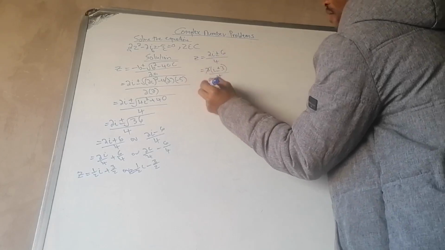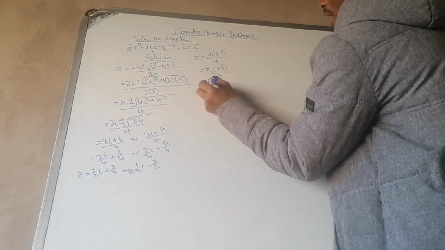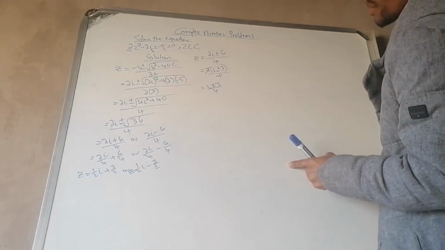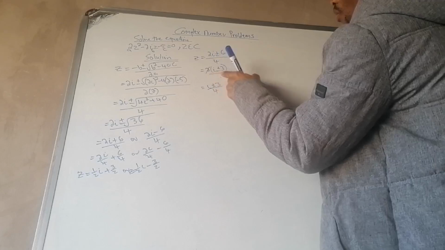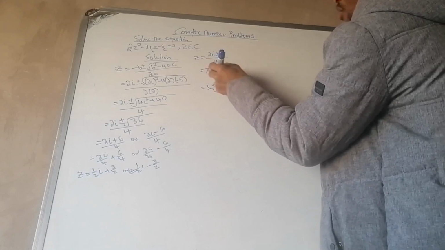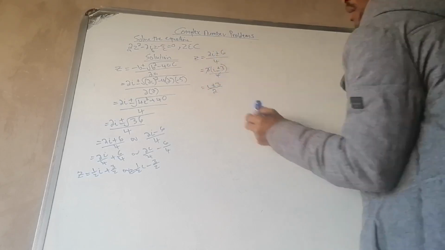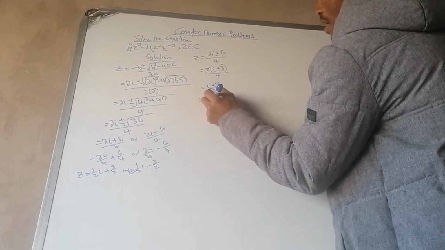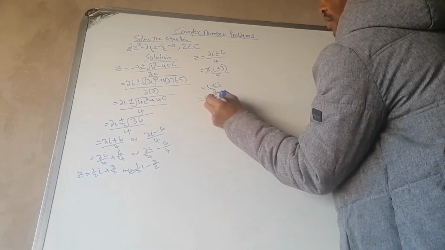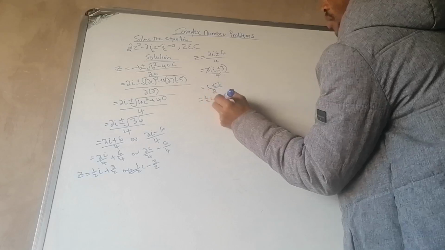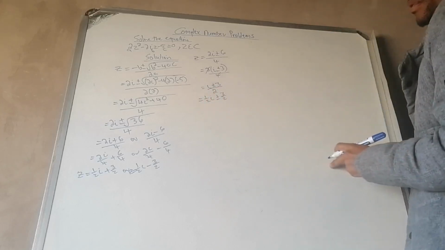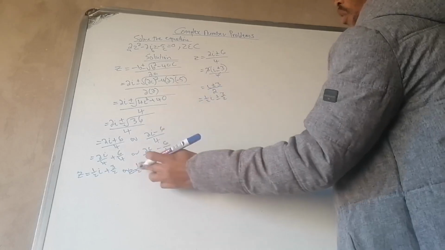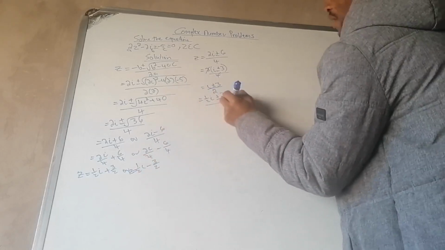So 2 cancels 2, you are left with 2. You will have i plus or minus 3 over 4. Sorry, 2. If you cancel 2 there and you cancel 2 here, you will be left with 2 here. Yes, this is what you will have. So this is the same as 1/2 i plus or minus 3.5.